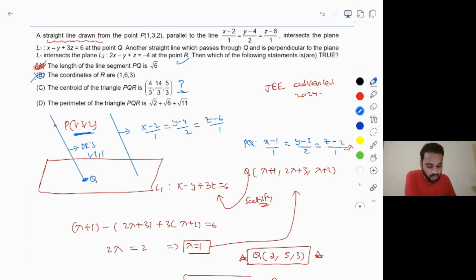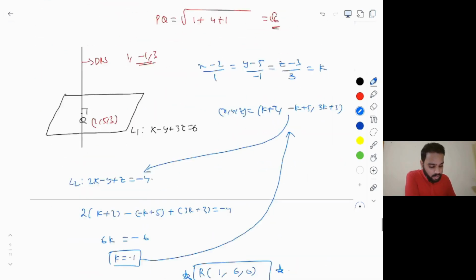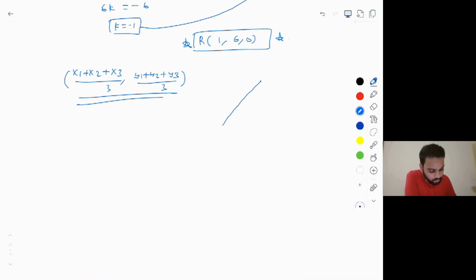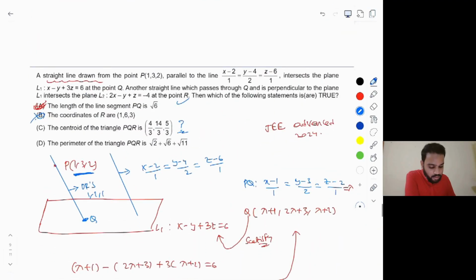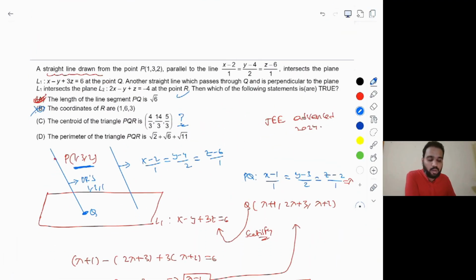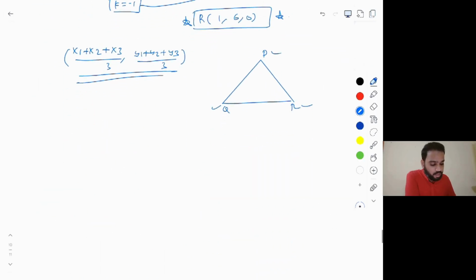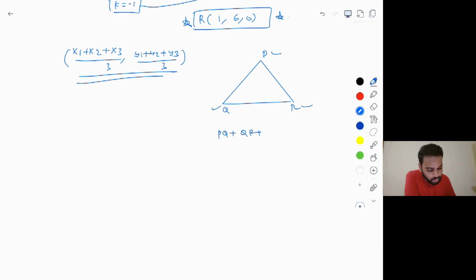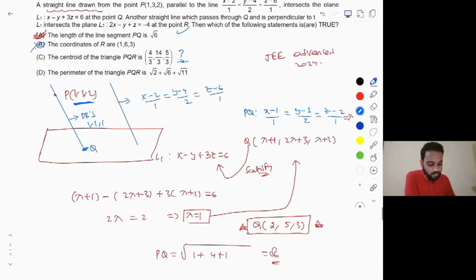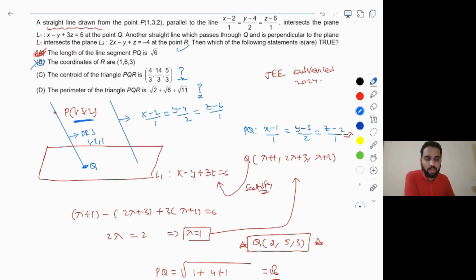And then the perimeter of the triangle PQR. Now you know what to do, right? Because you have the 3 points with you, P, Q, and R. So all the 3 points are known to you. And what is option D once again here? You have to find out the perimeter of the triangle PQR. What is the meaning of perimeter? We just need to find out the sum of these distances, PQ + QR + PR. And you know very well how to find out the distance between the points. And once again, you can check the fourth option by yourself. I'm leaving the solving part to you.